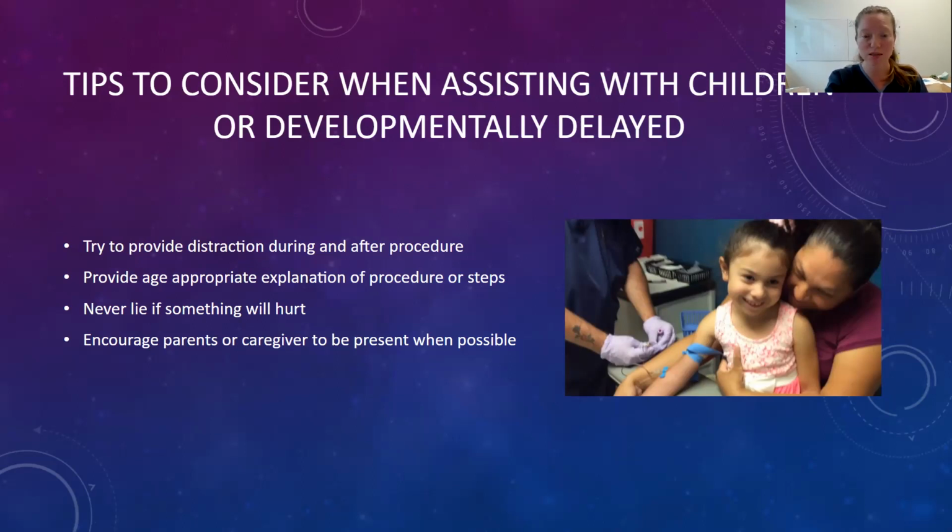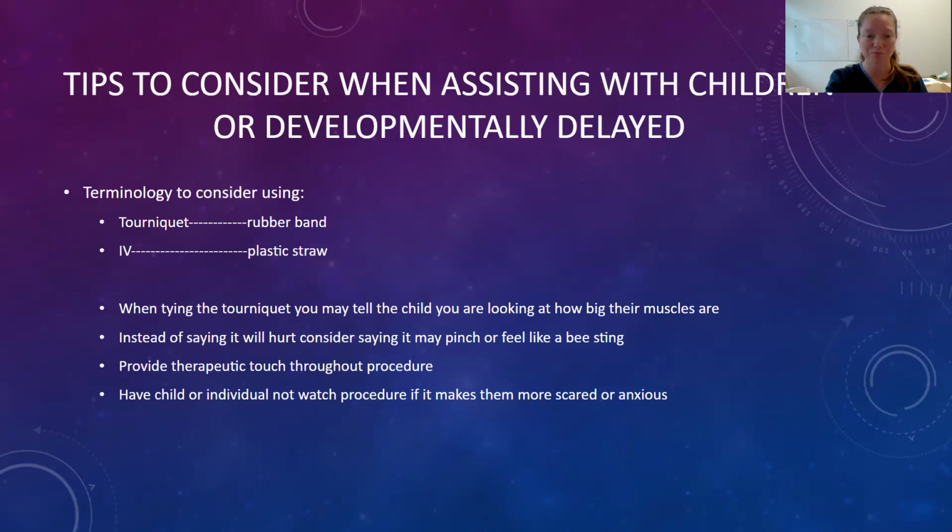When there is a caregiver present, if it's possible, have them get involved and help, but also realize that sometimes the parents or caregivers might be just as anxious and nervous as the child. You want to think about your terminology. They're not going to understand what a tourniquet is, so use rubber band. Or if they see the catheter of an IV, say plastic straw. When tying the tourniquet, you can tell them, look how big your muscles are. You've got to be creative with kids and sometimes with individuals with developmental delays. Again, distraction and some common sense can really make a big difference.